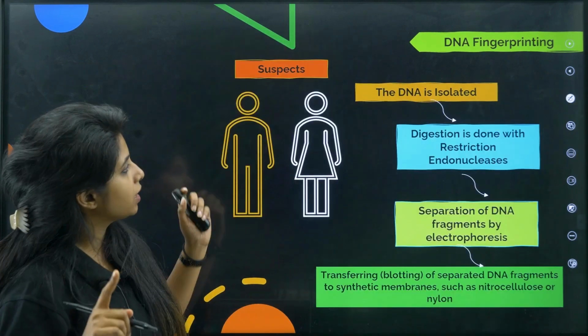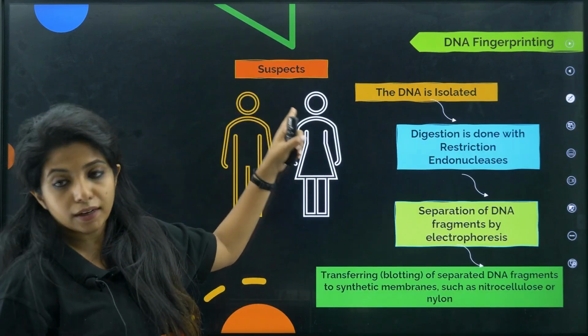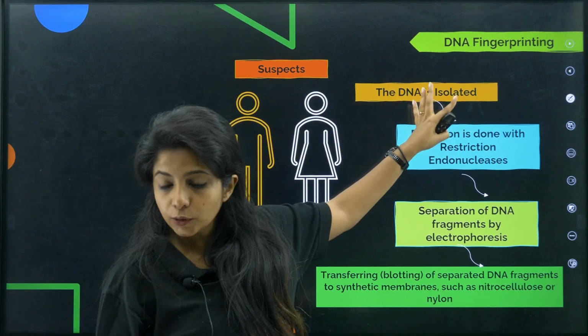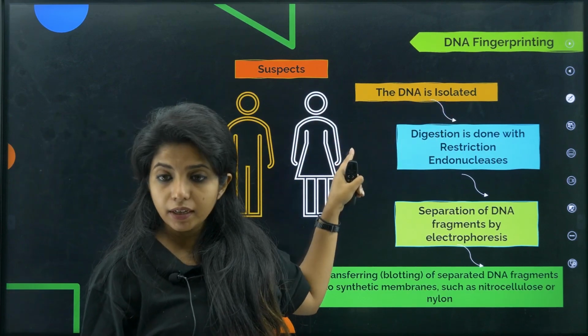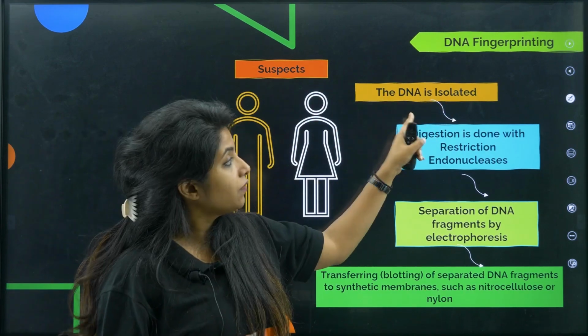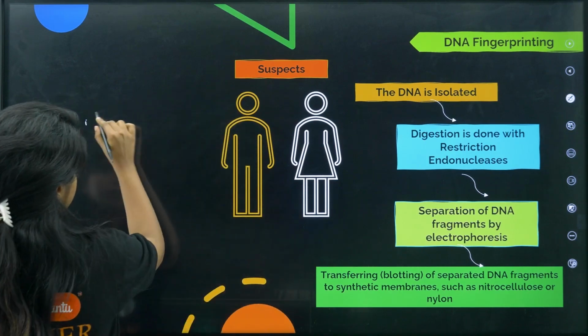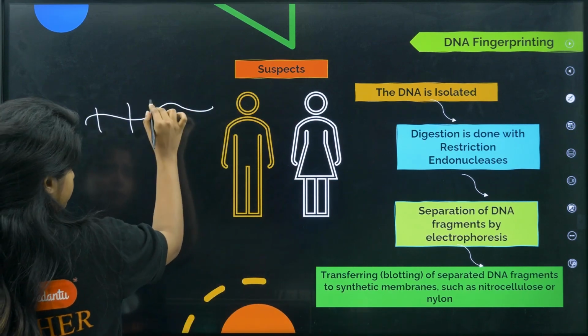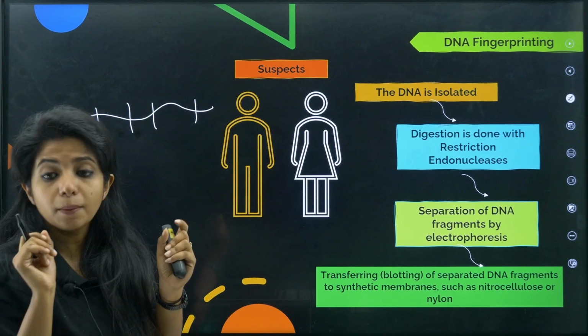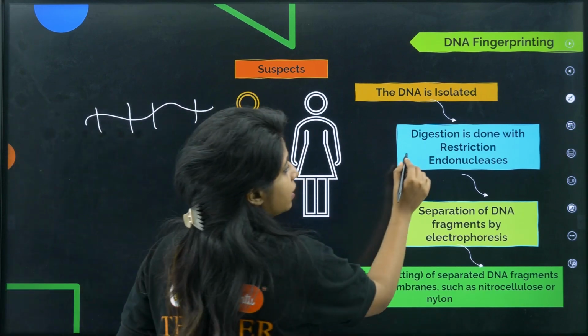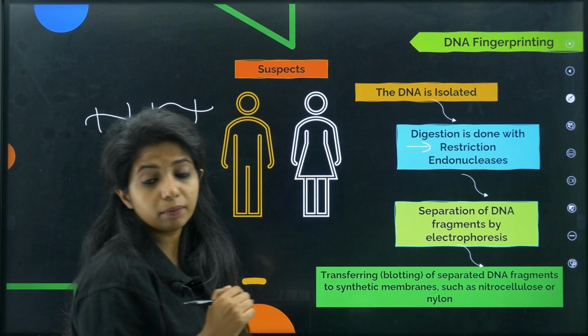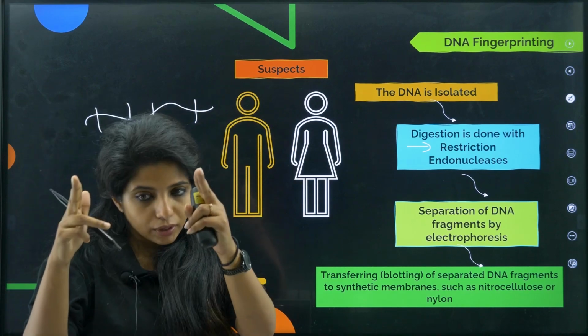Cool. Now, the next thing I will be doing is taking their DNA as well. Their DNA is isolated, and after that it is digested with the help of enzymes. Basically, if this is a DNA strand, I am cutting it into smaller fragments with the help of enzymes known as restriction endonucleases. What do you call them? Restriction endonucleases. They cleave from inside.